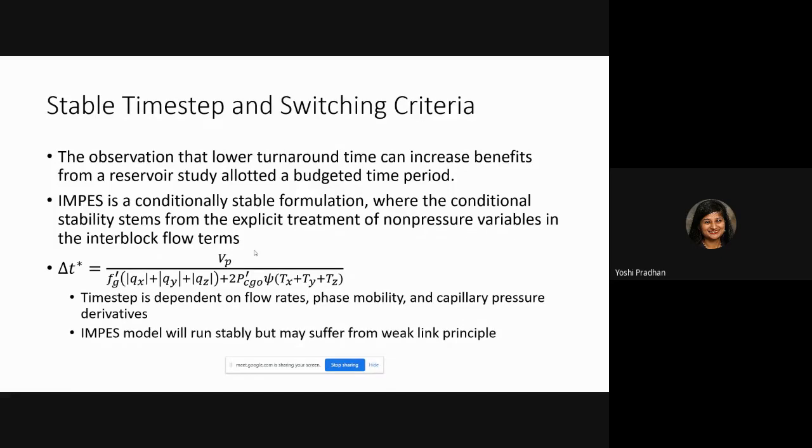IMPES is a conditionally stable formulation where the conditional stability stems from explicit treatment of non-pressure variables in the interblock flow terms. So this is what your delta T is equal to as far as your time step. So time step is dependent on flow rates, phase mobility, and capillary pressure derivatives. An IMPES model will run stably, but may suffer from a weak link principle.